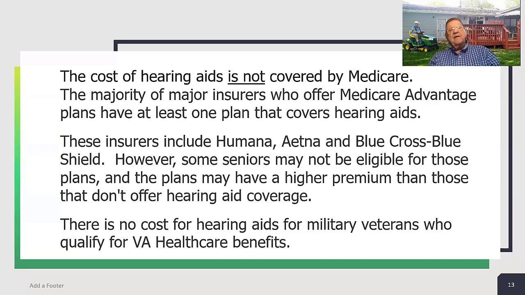The cost of hearing aids is not covered by Medicare. That's a shock to some people. The majority of major insurers who offer Medicare Advantage plans have at least one plan that covers hearing aids. These insurers include Humana, Aetna, and Blue Cross Blue Shield. However, some seniors may not be eligible for those plans, and the plans may have a higher premium than those that don't offer hearing aid coverage. So you kind of get what you pay for. There is no cost, however, for hearing aids for military veterans who qualify for VA healthcare benefits.